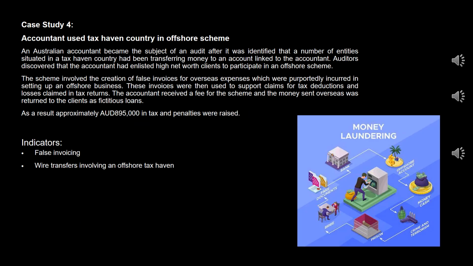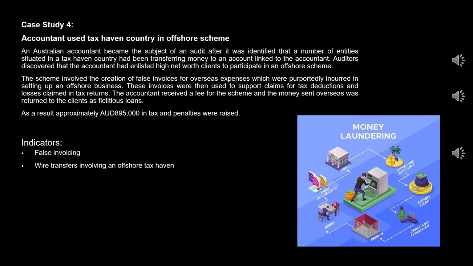Indicators of money laundering activity in this case study: false invoicing, wire transfers involving an offshore tax haven. Accountant used tax haven country in offshore scheme. An Australian accountant became the subject of an audit after it was identified that a number of entities situated in a tax haven country had been transferring money to an account linked to the accountant.